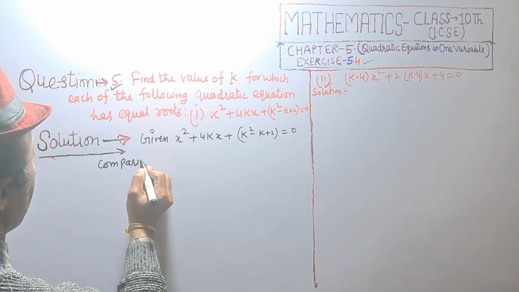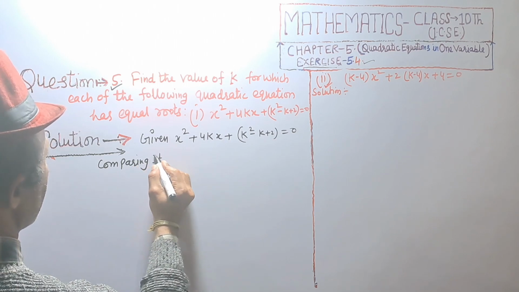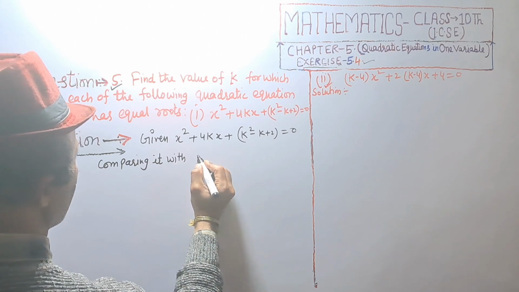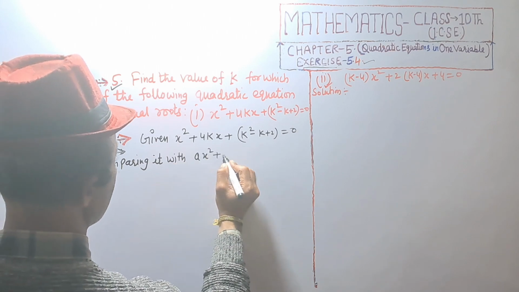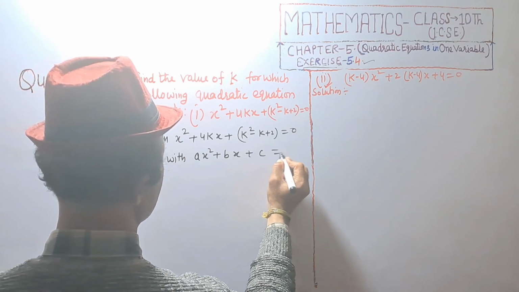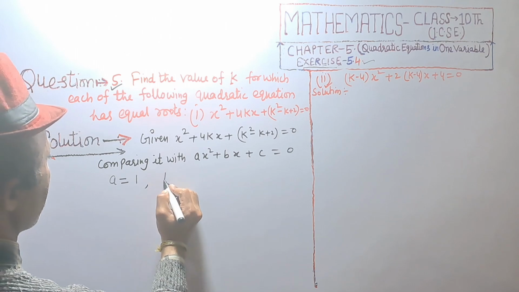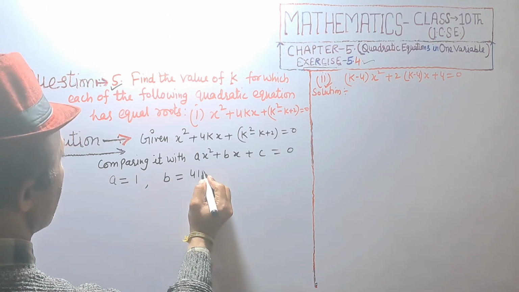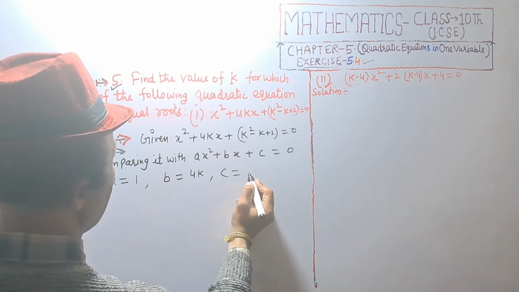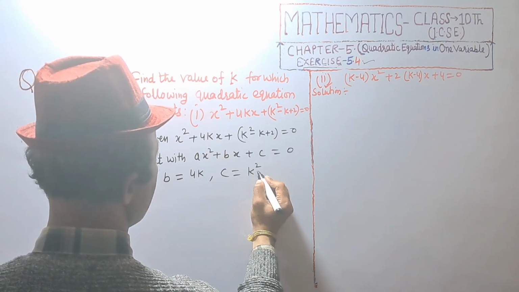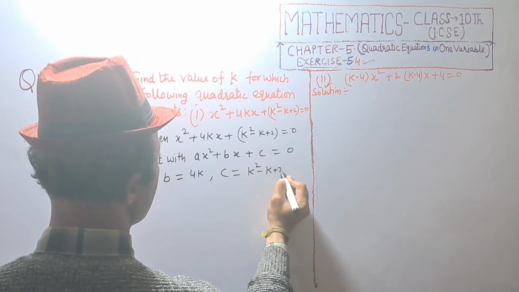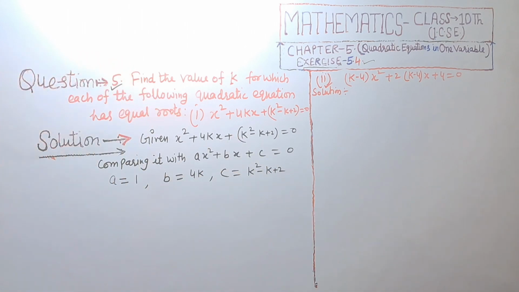Comparing it with ax square plus bx plus c is equal to 0, a is equal to 1, b is equal to 4k and c is equal to k square minus k plus 2. Discriminant D is equal to b square minus 4ac.